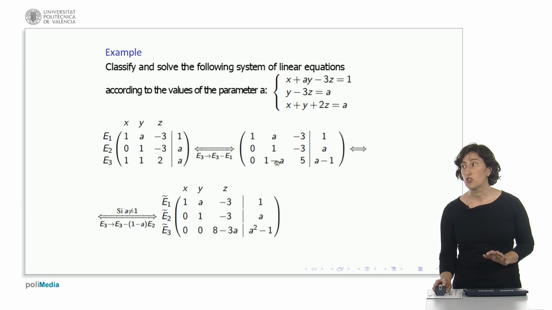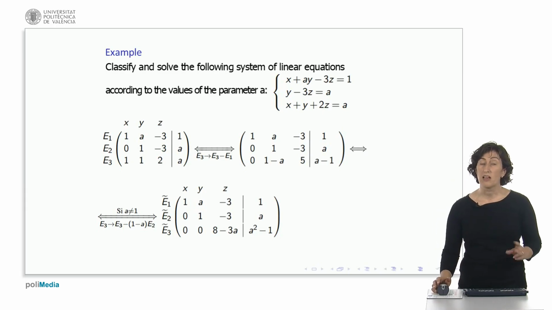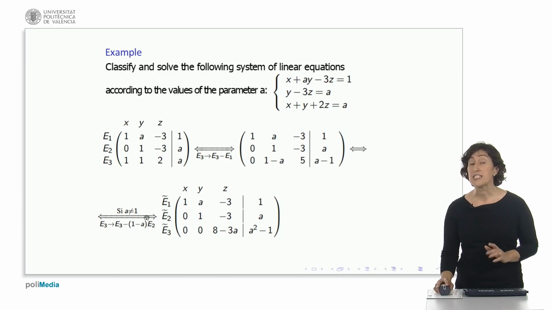If a is worth 1, I have finished here, since I already have the 3 zeros that I was looking for, and if a is different from 1, then I would have to do that operation to get that 0 there. Well, we have to analyze the two cases separately. Since we do not know the value of a, depending on the value of a, it will have one situation or another. Let's analyze the first case, a different from 1.